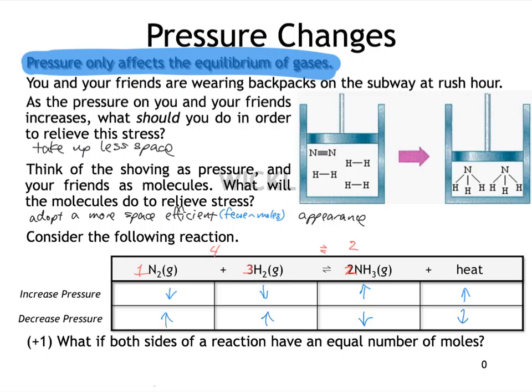Now, if both sides of the reaction had an equal number of moles, then you would not see the reaction shift at all. And because an increase in pressure is usually accompanied by a decrease in volume, you would notice that the concentration of everything increases equally. So you really don't see any shift in equilibrium at all, but everything's concentration increases proportionally to its volume.